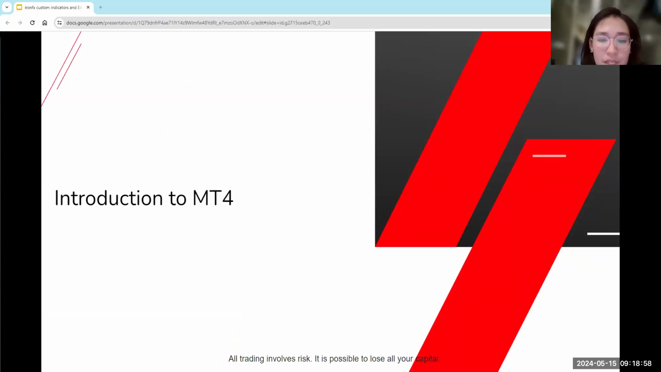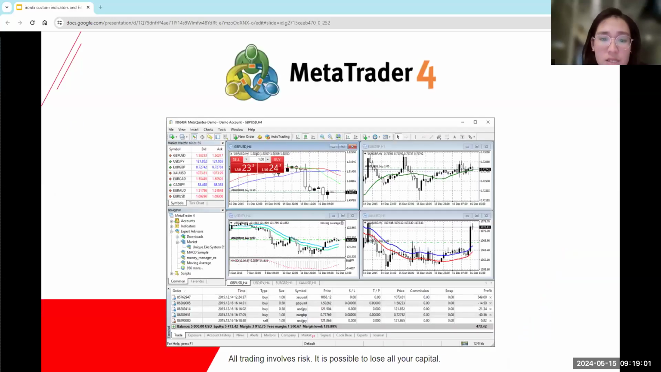Okay, starting off with our intro to MT4, when you go in, this is what the interface looks like if you've never used it before. It was launched in 2005, and MT4 has become the industry standard for Forex trading. It's renowned for its user-friendly interface, robust functionality, and extensive range of features tailored to both novice and experienced traders. So its key features include ease of use. Its intuitive interface makes it accessible for traders of all skill levels.